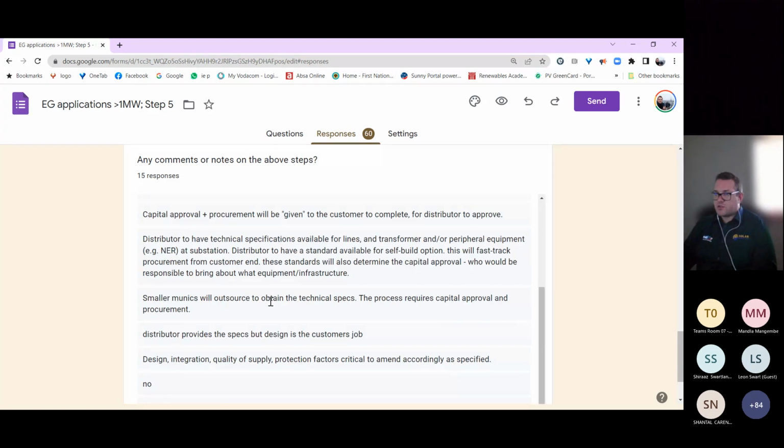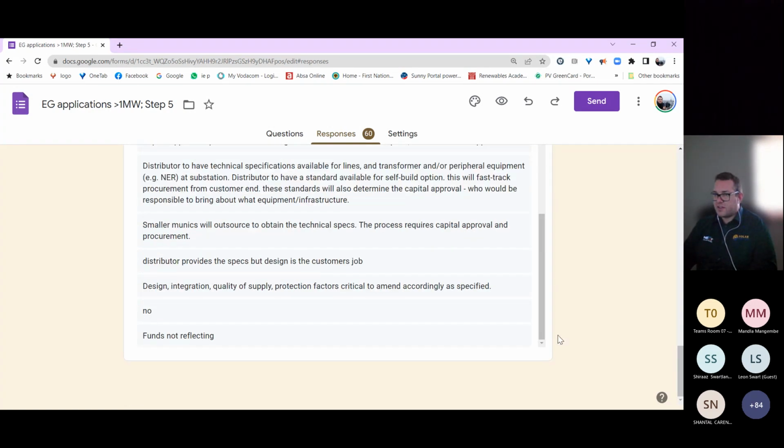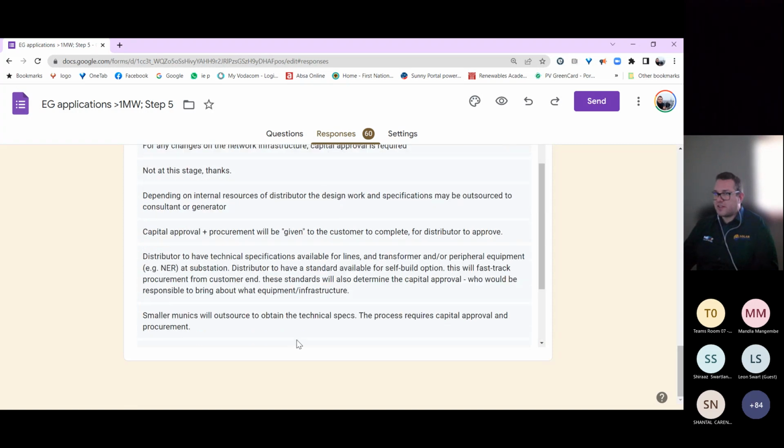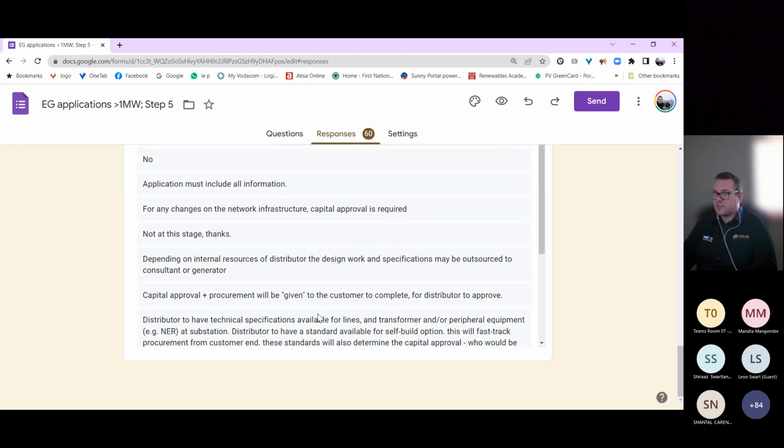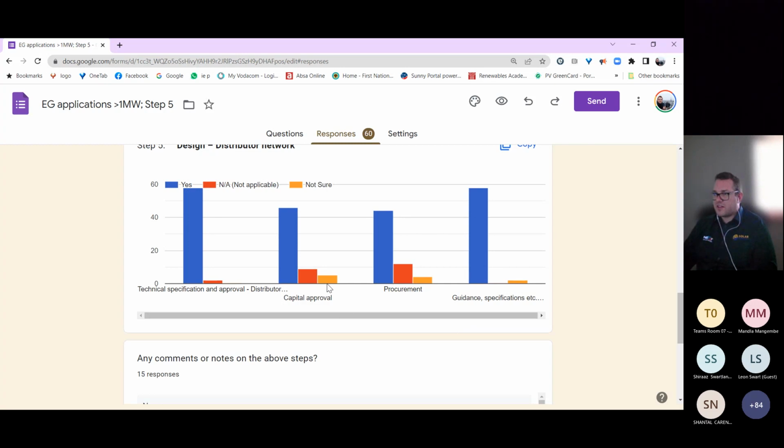And then smaller Munics will outsource to obtain the technical specs. The process requires capital approval and procurement. Distributor provides the specs, but design is the customer's job. Design, integration, quality supply, protection factors critical to amend accordingly as specified. And then funds not reflecting. Okay, so those are the feedback. So I don't know if that gives some indication of why it's not sure.